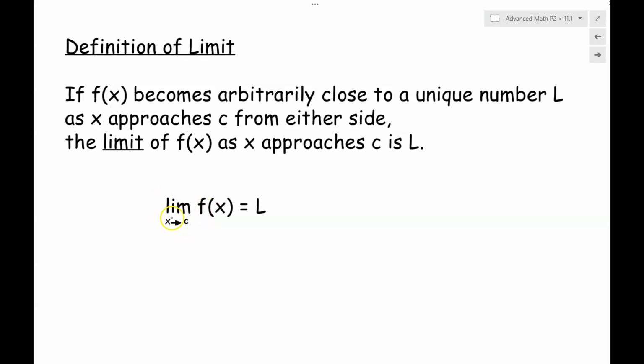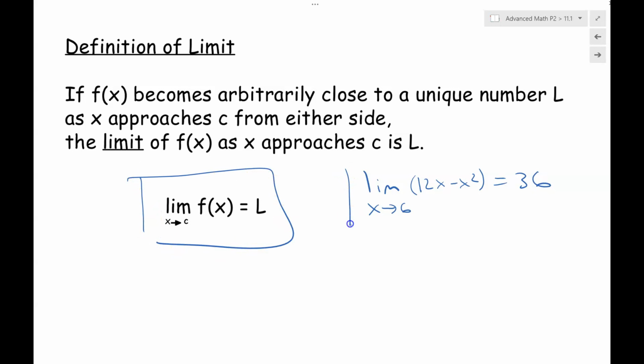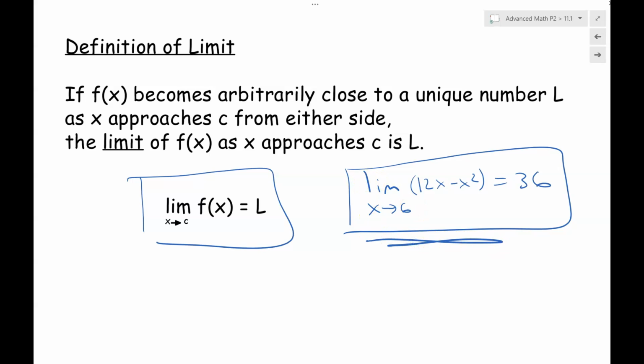So here's our notation. Limit as x approaches c of f of x equals L. If I looked at the last problem in notation sense, it would have looked like this. As x approaches 6, and our function was 12x minus x squared, and our answer was 36. So this is notation for what we just did in the previous problem. It's what we asked you to do in the last problem. That's what this is asking you to do. Okay, so as x approaches 6 from either side, my limit was 36. So that's the notation we use.